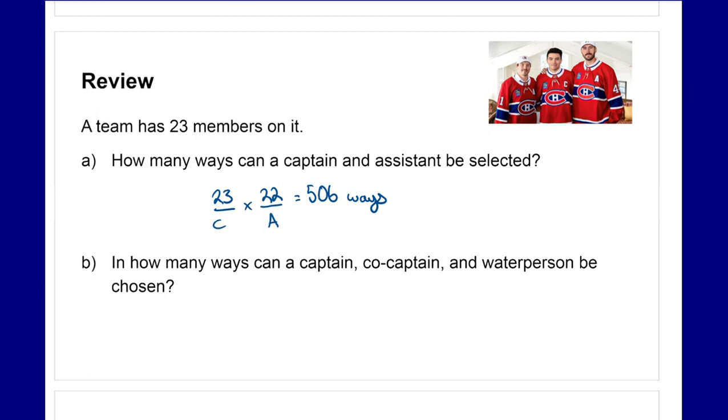How many ways can a captain, co-captain, and water person be chosen? Well, captain for the first event, multiplied by co-captain, multiplied by water person: 23 people multiplied by 22, multiplied by 21. Again, assuming that those people cannot be selected again in a different role. So we get 10,626 ways. So that's the fundamental counting principle, and then we're going to build off of that.